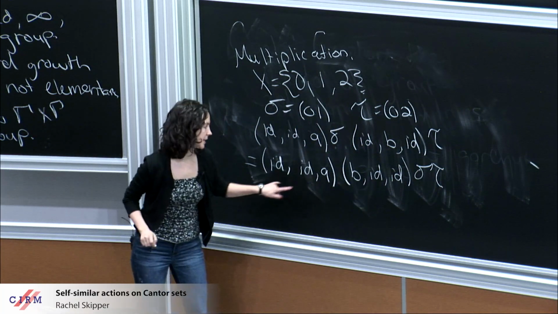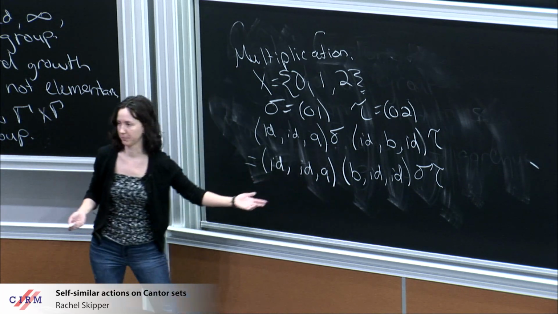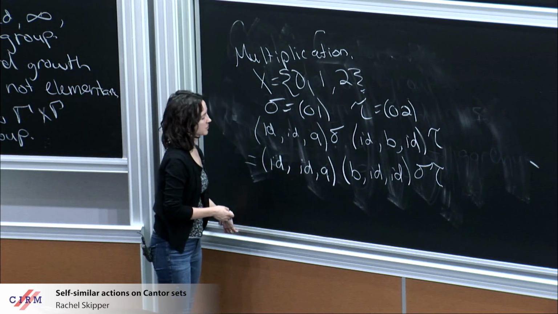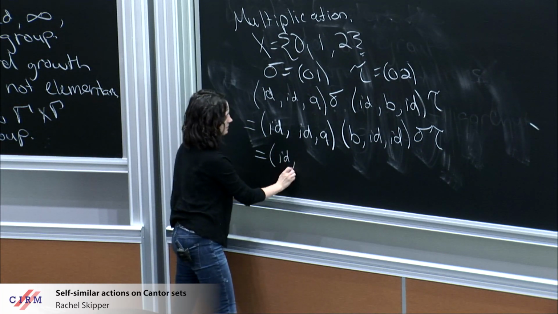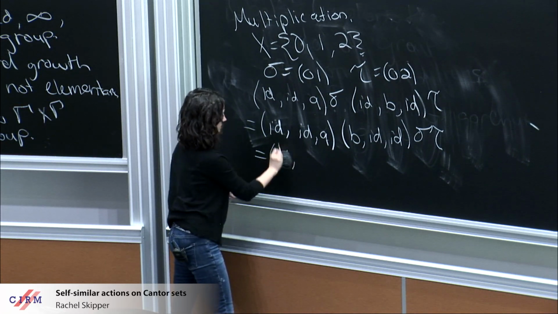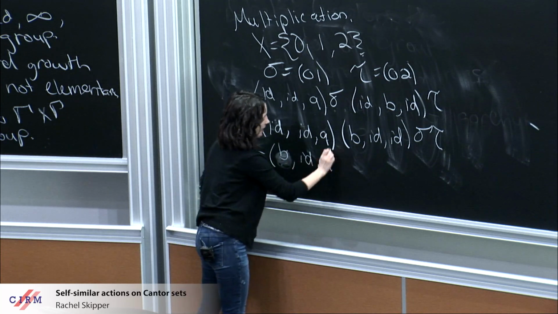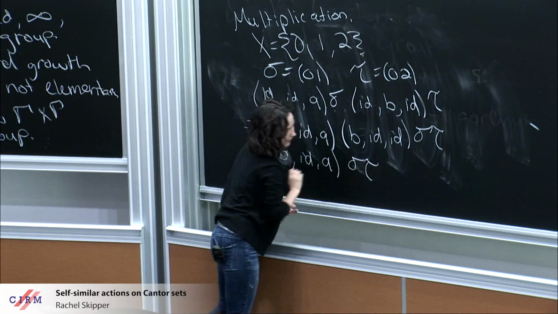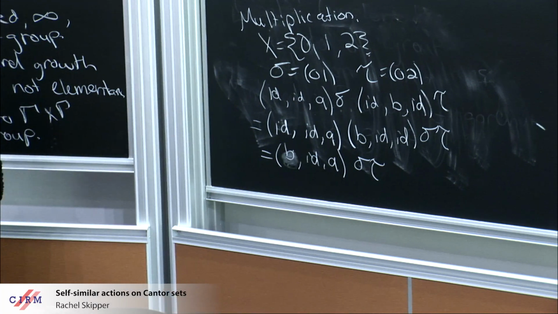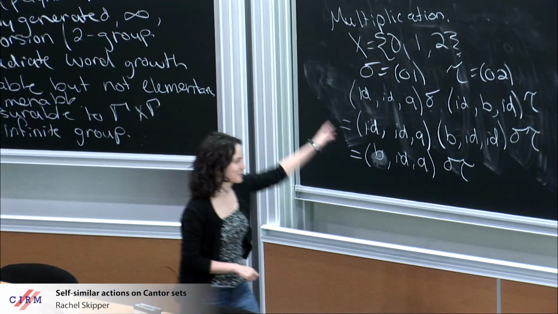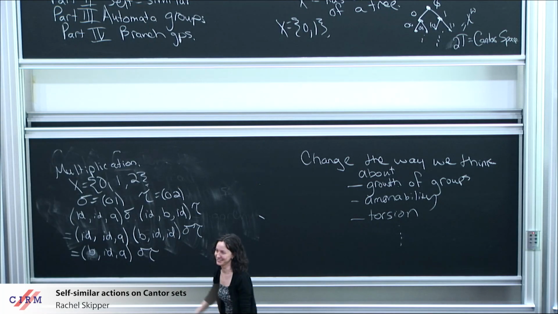And now I can just think about these as being in a direct product and multiply coordinate-wise. So multiplication here is just going to be B in my first coordinate, identity, and A, and then the permutation that I get by multiplying sigma and tau. Is this clear to everybody? All right, good. I'm going to give you some exercises, so that's why I want to actually show you a multiplication so that you can think about these things.